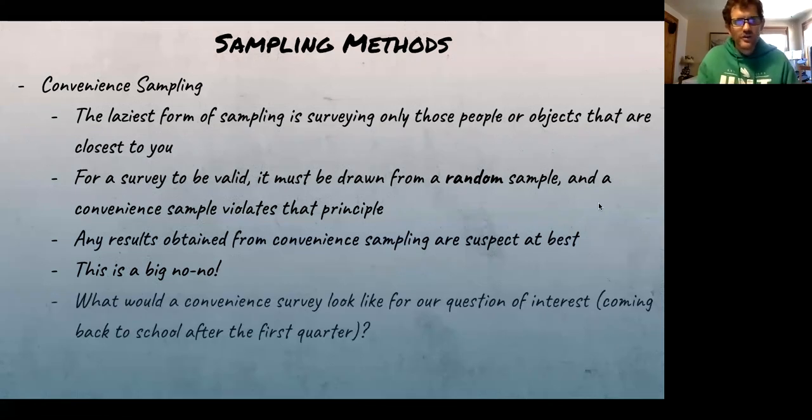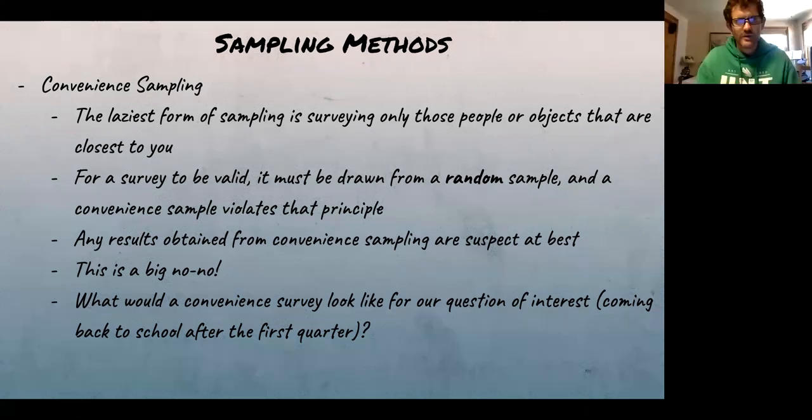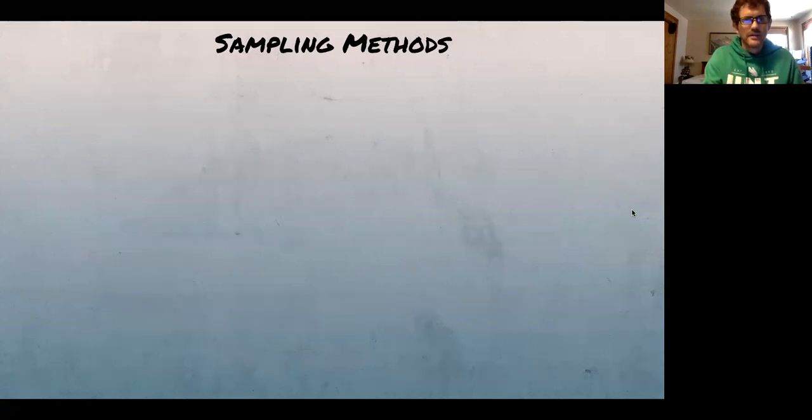So just in general, talking about our question of interest for class today, coming back to school after first quarter, what would a convenience survey look like? Asking your friends. Perfect. Yeah, you can ask your friends. That's easy, but wouldn't be very representative of the entire population. Okay, so convenience sampling, pretty straightforward idea.